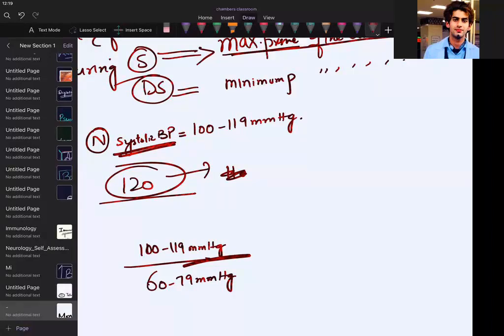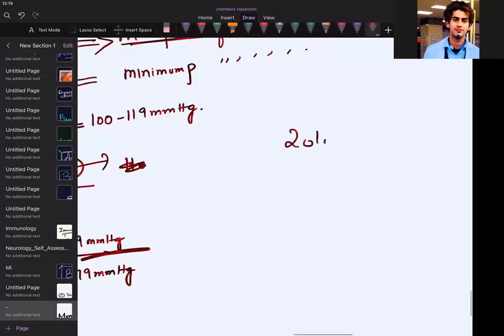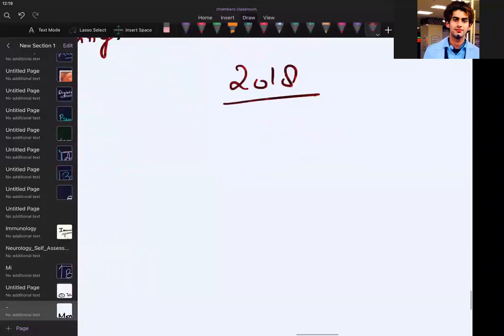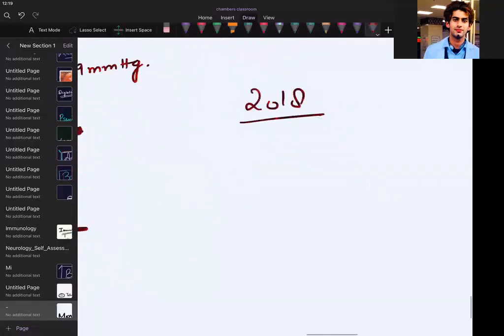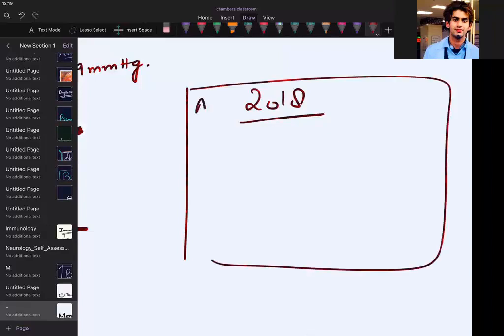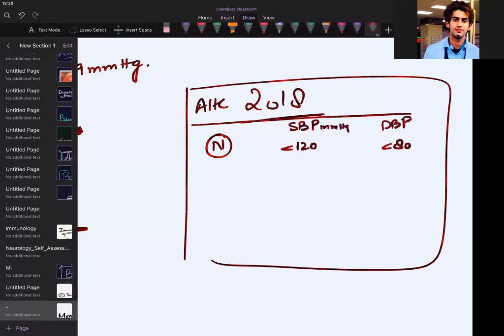So in 2018, we had American Heart Association guidelines. You can write this in a separate box; this is for your clinical information. The American Heart Association guidelines 2018 propose that the normal systolic BP should be less than 120 mmHg, and a diastolic blood pressure of less than 80 mmHg.